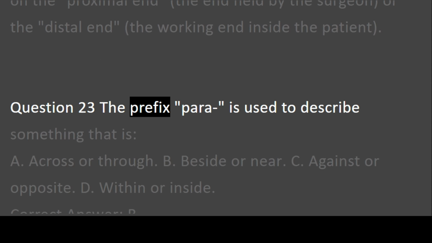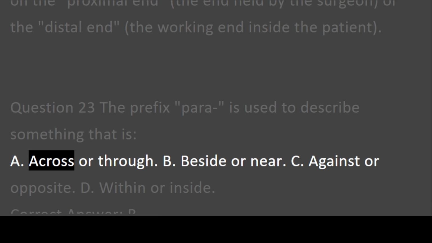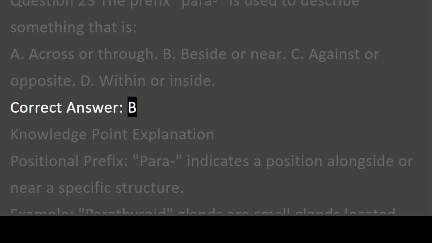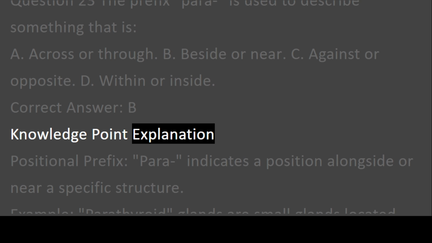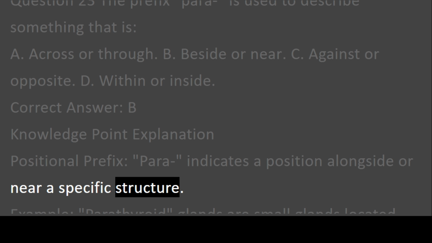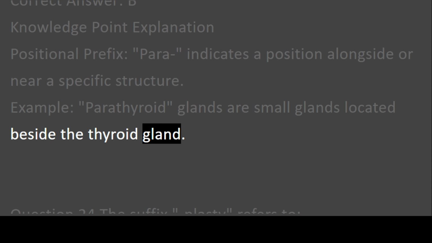Question 23. The prefix para- is used to describe something that is A. Across or through. B. Beside or near. C. Against or opposite. D. Within or inside. Correct answer, B. Knowledge point explanation. Positional prefix. Para- indicates a position alongside or near a specific structure. Example, parathyroid glands are small glands located beside the thyroid gland.